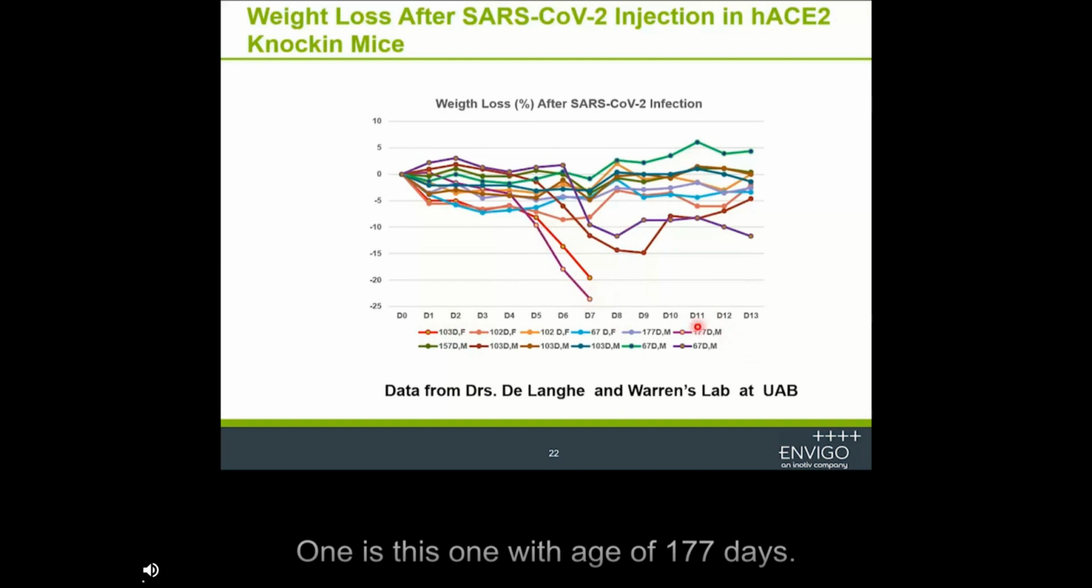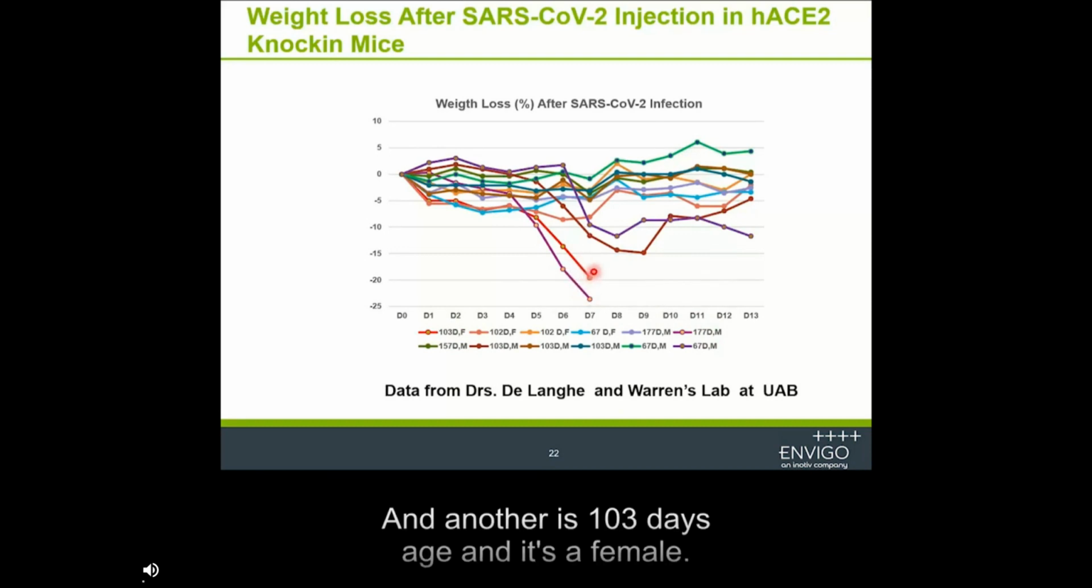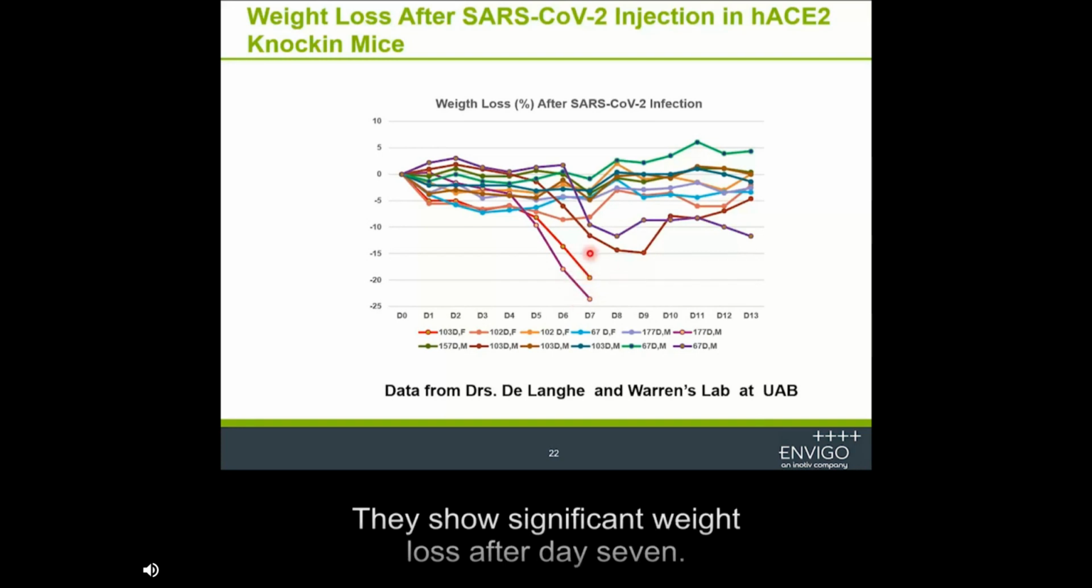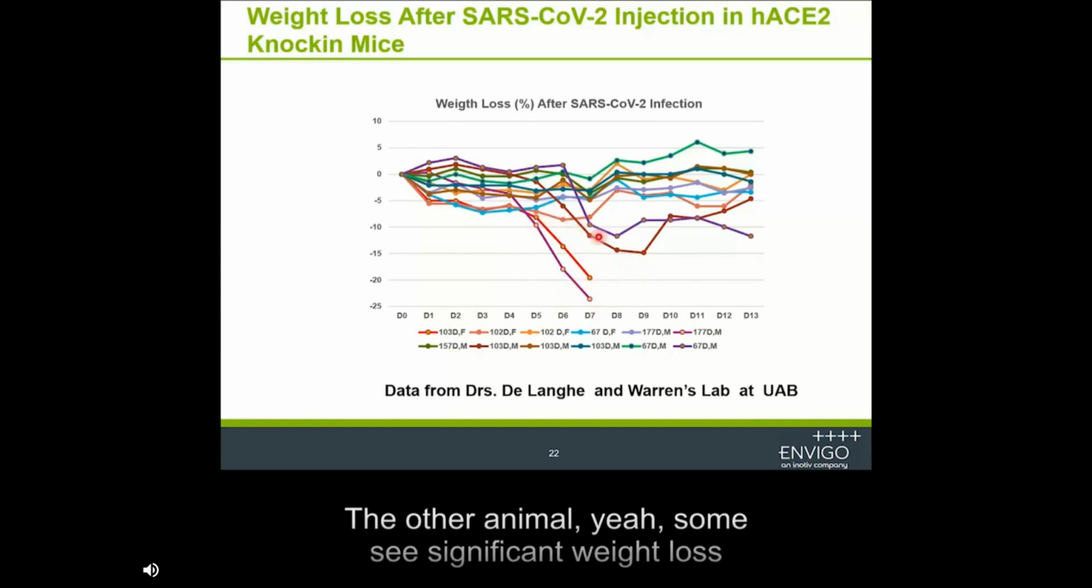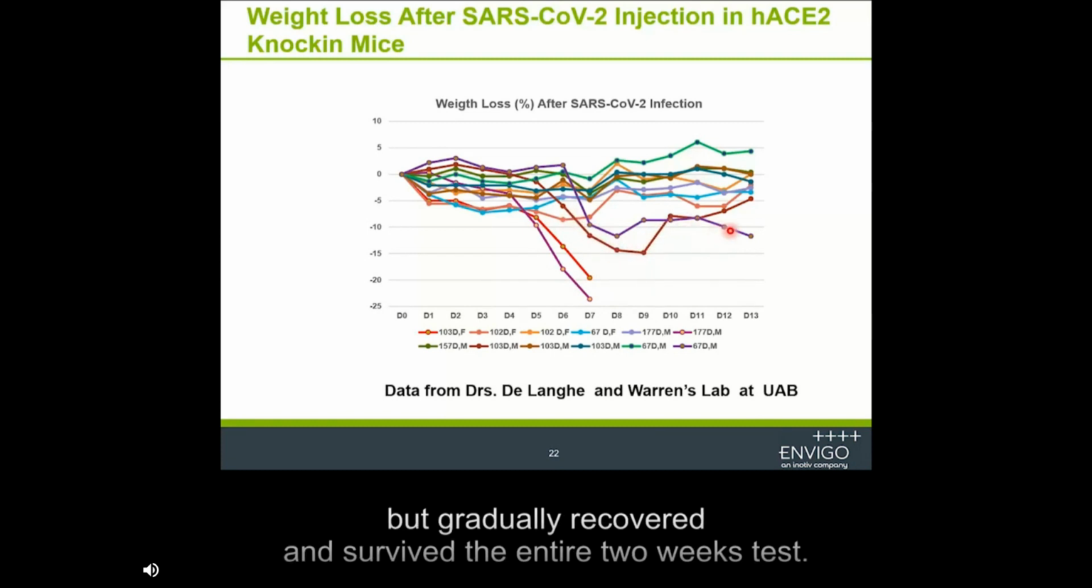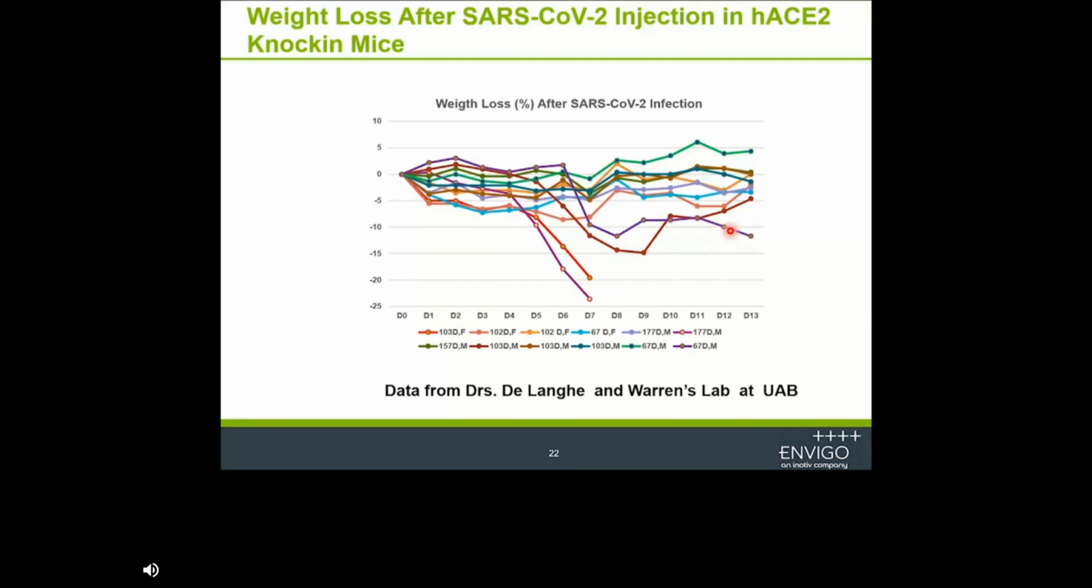One is this one with the age of 177 days, a male, and another is 103 days of age, a female. They showed significant weight loss at day 7, so they had to euthanize those animals. The other animals showed some significant weight loss, but gradually recovered and survived the entire 2-week test period.